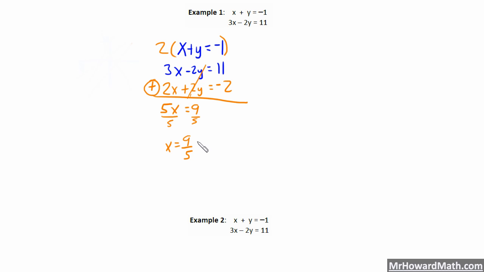Okay, so I'm almost done. Now I take this 9/5 and I plug it back into either one of these equations.